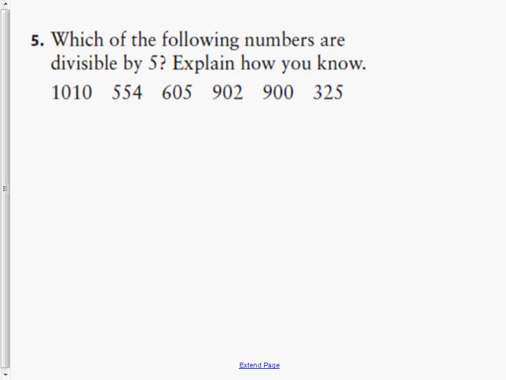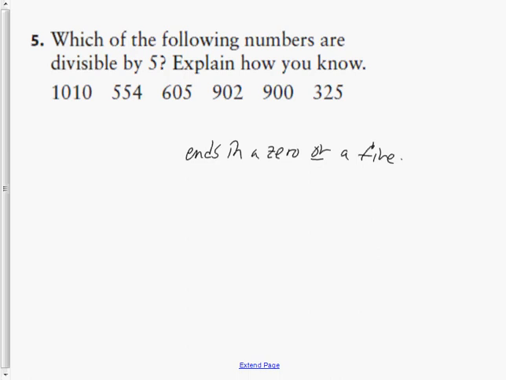Okay, this is the grade 7 homework for Monday, November 20th on divisibility rules. Question 5 says, which of the following numbers are divisible by 5? So your divisibility by 5 rule is simple. If a number is divisible by 5, it ends in a 0 or a 5.